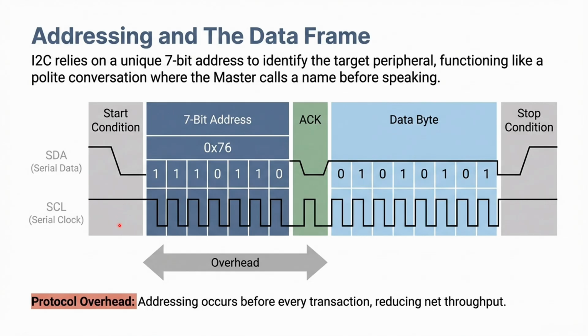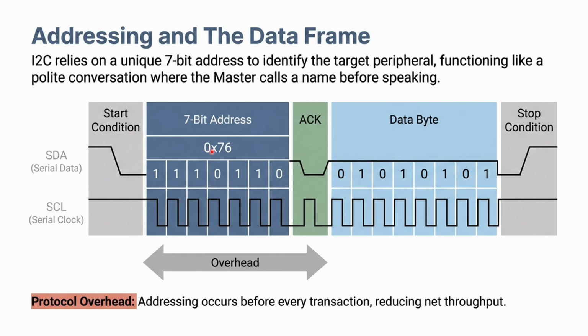In the start condition, the master pulls the SDA line low while the clock is still high. This is like me clearing my throat to get the room's attention. Then we have a 7-bit address where the master calls out a hexadecimal code.